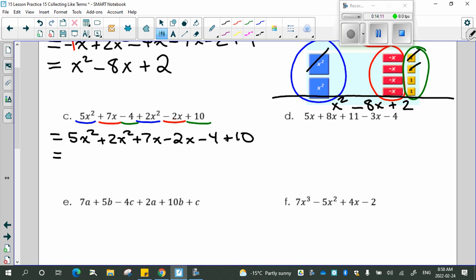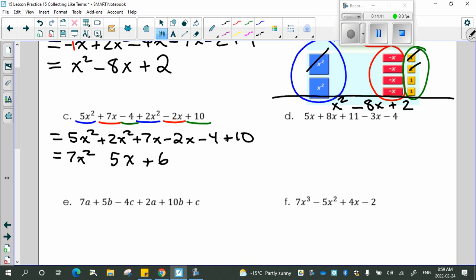Okay, as I walked around, I noticed that everybody was able to identify which terms were like terms. Okay, so that was awesome. And then regrouping, well done. Okay, who thinks they've got the final answer for this one? Alexa? 7x squared plus 5x plus 6. Plus 6.